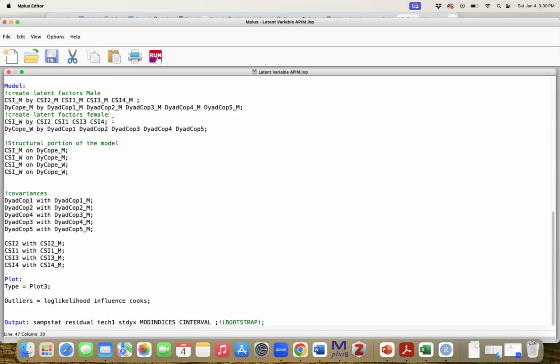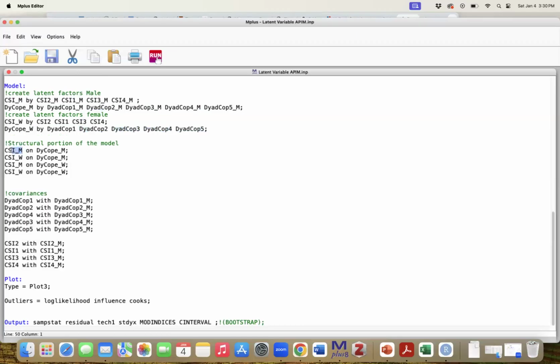And so essentially, what we have is partial invariance here. We have everything else, CSI 2, 3, and 4, the exact same. Those factor loadings are exactly the same across men and women. But again, this first one is not, which means we have partial invariance, right? And then we also have our male dyadic coping latent variable and our female dyadic coping latent variable. And then we move on to the structural portion of our model.